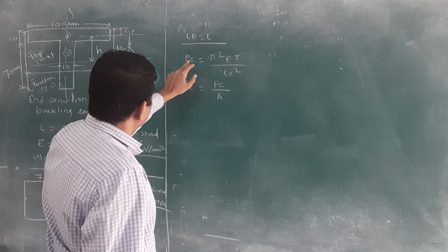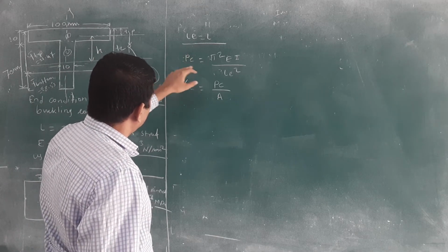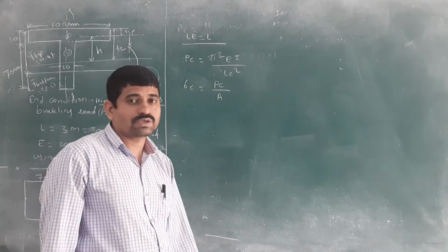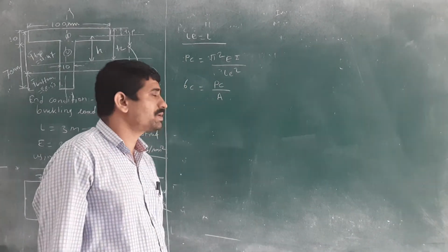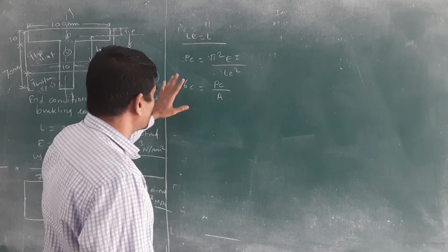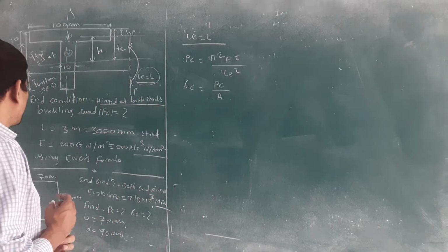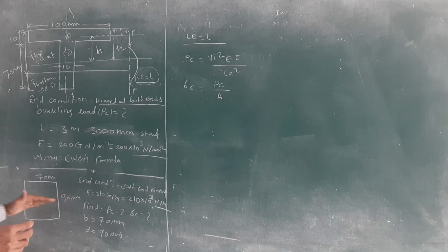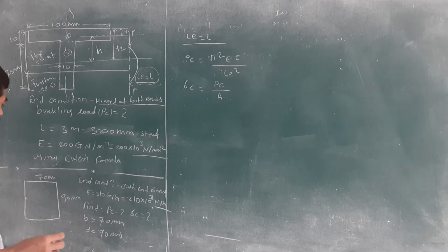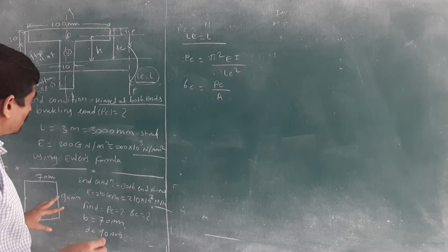But we don't know the PC value. That's why we first want to calculate the PC value. Then how to calculate that PC value? You know that PC is equal to the same formula. You have to calculate, but here there is no need to calculate the value of y bar, because this is a symmetric section, on both sides.